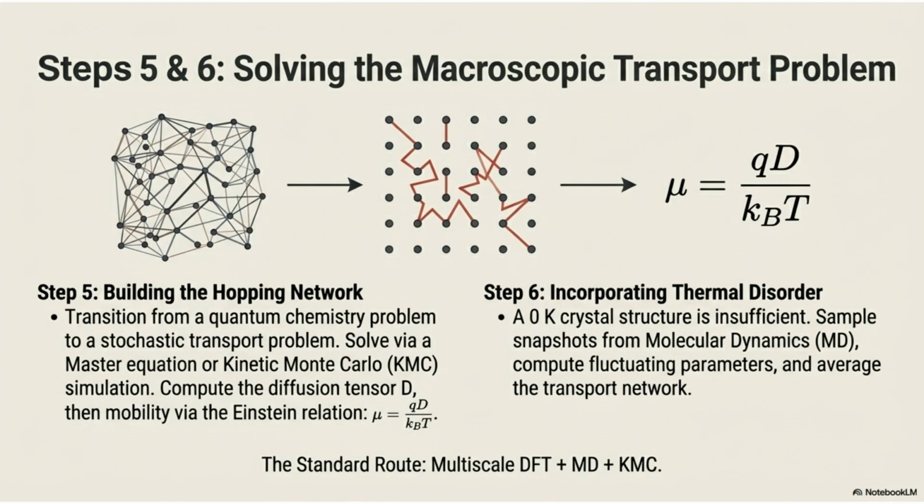Steps 5 and 6 solve the macroscopic transport problem. This involves building a hopping network and incorporating thermal disorder, using techniques like molecular dynamics and kinetic Monte Carlo to compute mobility, mu.